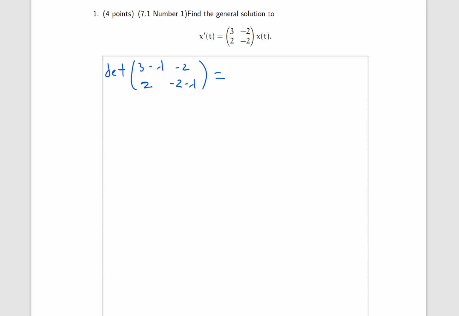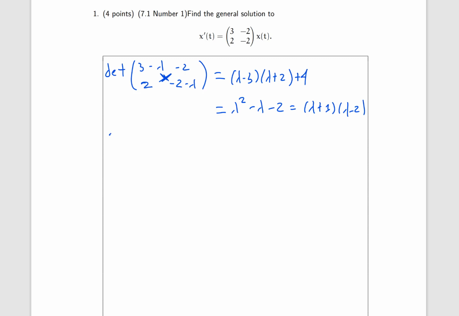Now we talked about where this comes from in class, but we're just subtracting lambda off of the diagonal, and we're going to set this equal to 0. So the determinant is going to be the product of the diagonal entries minus the product of the off-diagonal entries. And in this case, that turns out to be lambda minus 3 times lambda plus 2 plus 4. Okay, and so what's going to happen here? We're going to get lambda squared minus lambda minus 6 plus 4, so that's minus 2. And this is lambda plus 1, lambda minus 2.